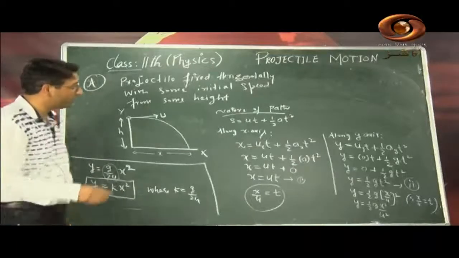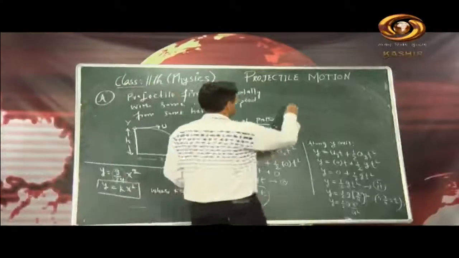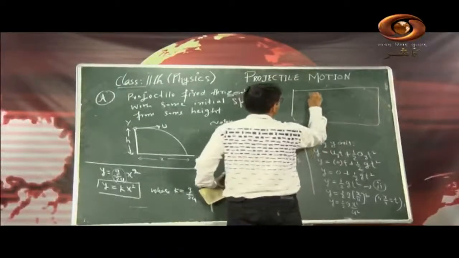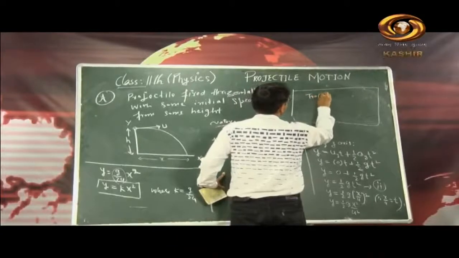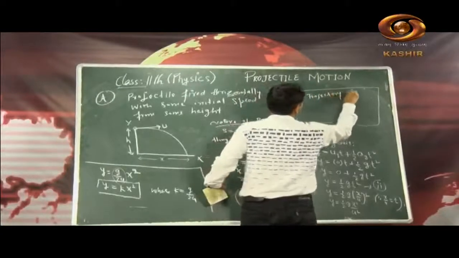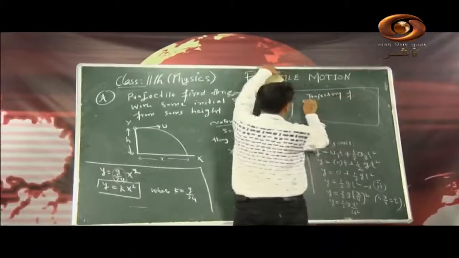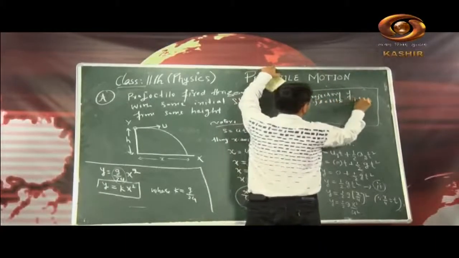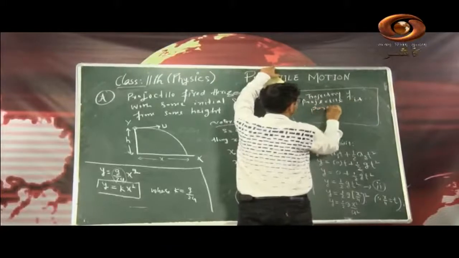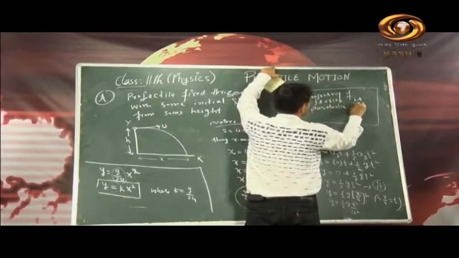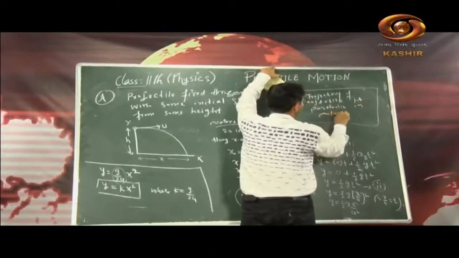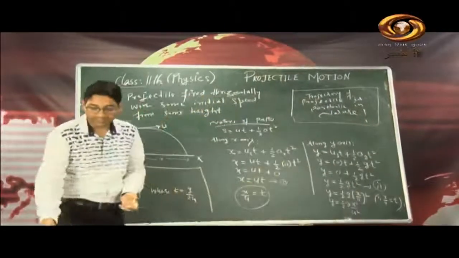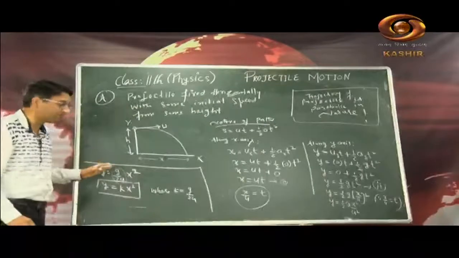So we come to know, the conclusion is this, that the trajectory of a projectile is parabolic in nature. So this is our first part in this. We have got that the trajectory of a projectile is parabolic in nature, and a mathematical proof is there.